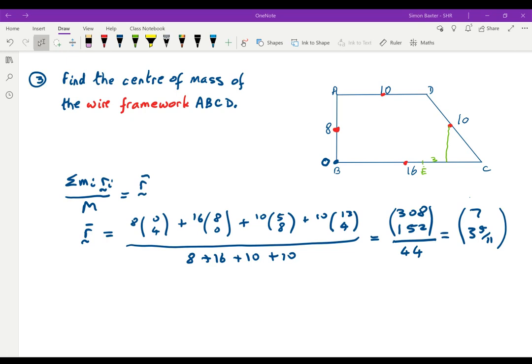You can find out more about composite figures and wire frameworks in your textbook M2 from pages 44 to 48. So if you look in your textbook M2, pages 44 to 48, you will find out more about this topic.